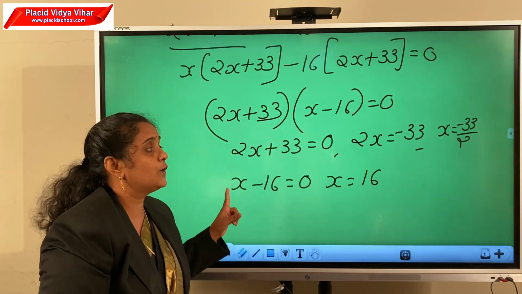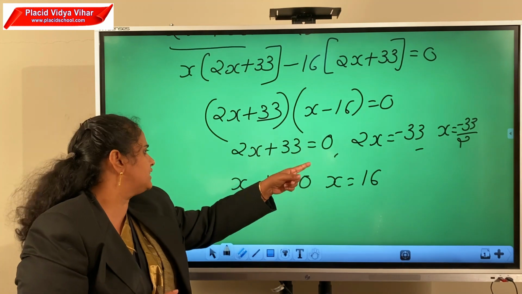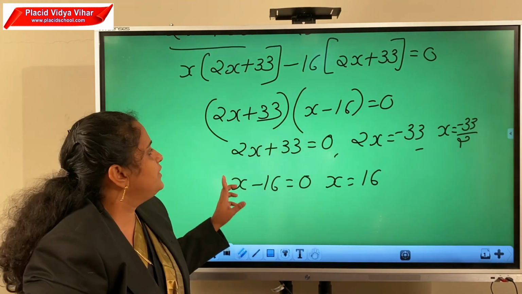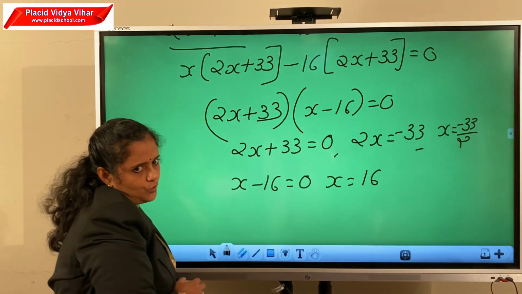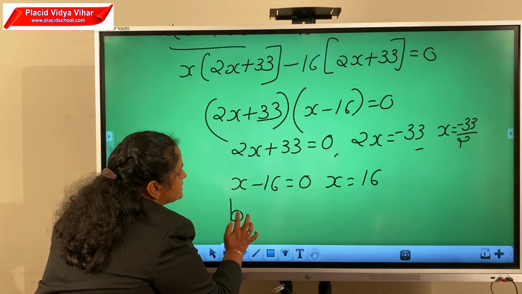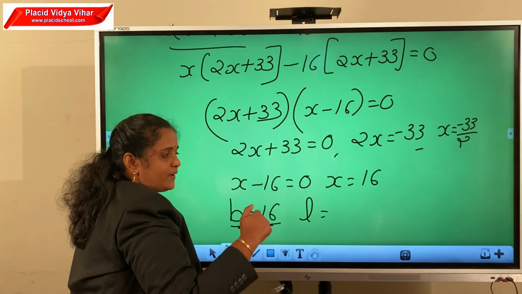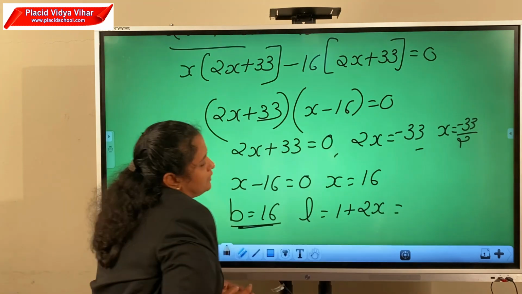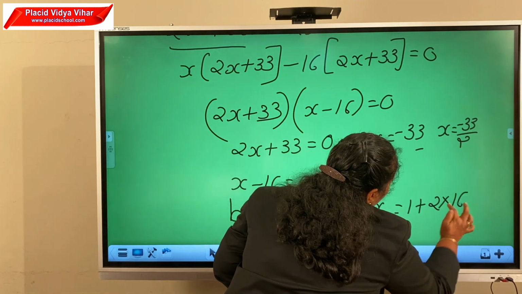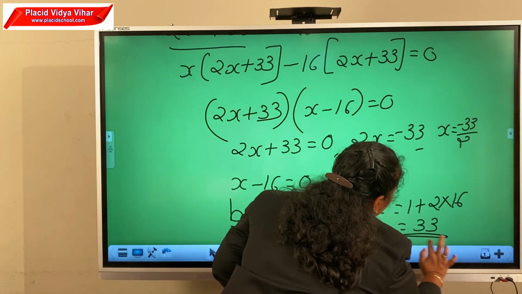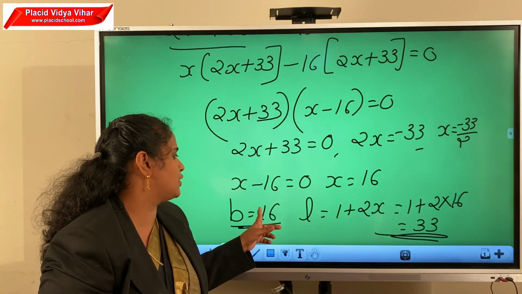So you check the question. The question is we have to find the length and breadth of the plot. We know that the length and breadth cannot be a negative value. Here we took the breadth to be x. Then the value of x is equal to 16. That means the breadth is equal to 16. Then the length is equal to 1 more than twice the breadth. That means 1 plus 2x. The value of x is 16. Then we get the answer 1 plus 2 into 16, that is 33. The dimensions of the plot are: the length is equal to 33 and the breadth is equal to 16.